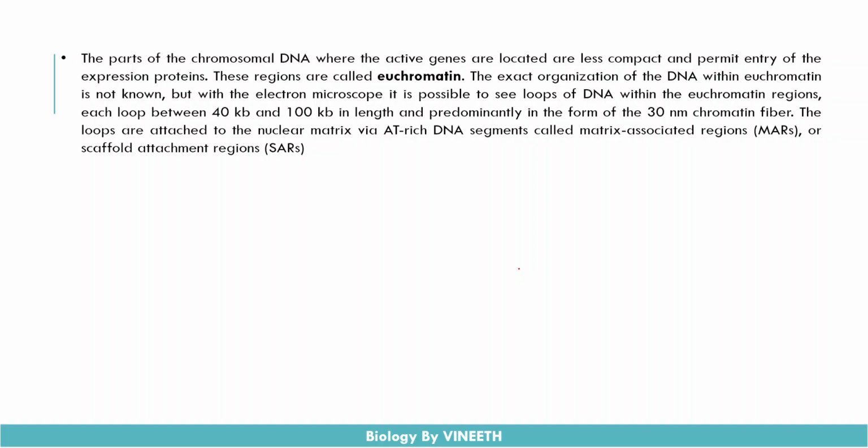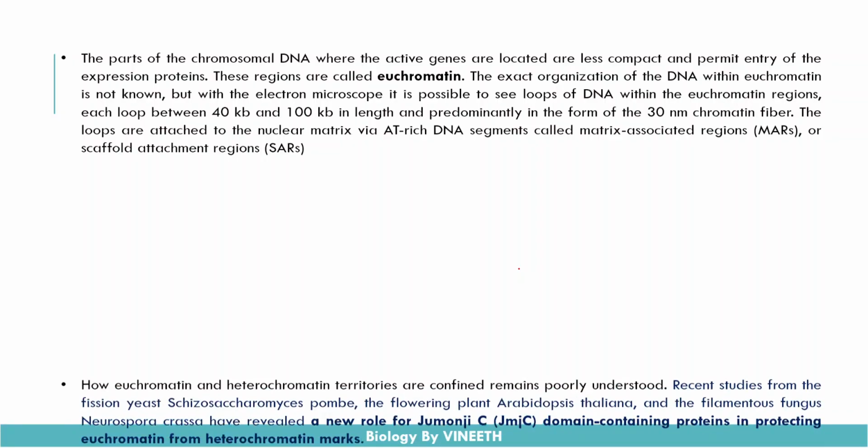So this euchromatin is actually seen in the form of loops, okay, loops of DNA. These loops of DNA are about 40 kb to 100 kb in length, and they are known to contain adenine and thymine rich sequences. These adenine and thymine rich sequences are bound to the nuclear matrix, called matrix associated regions, okay. These sequences are known to bind and maintain the euchromatin state.